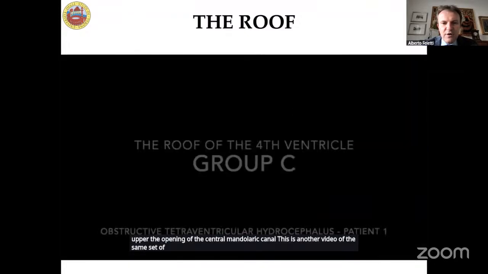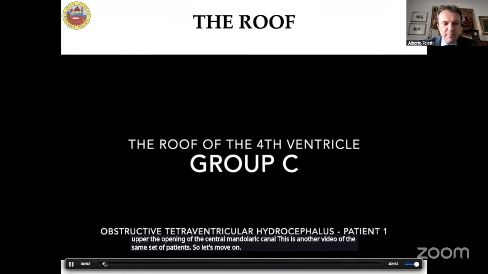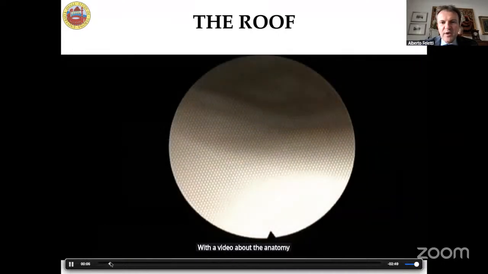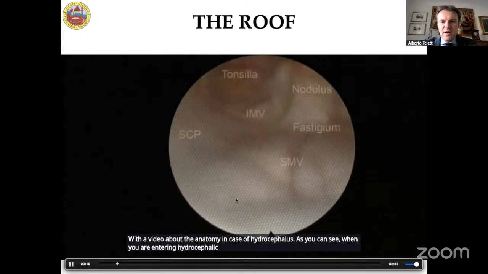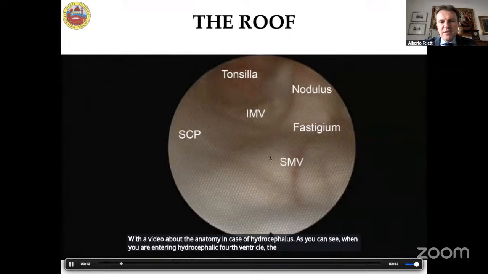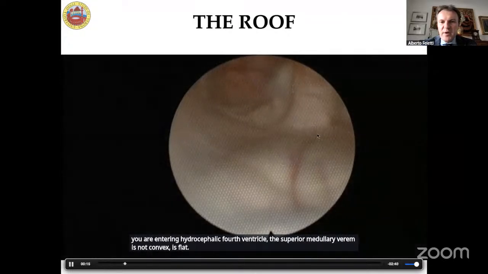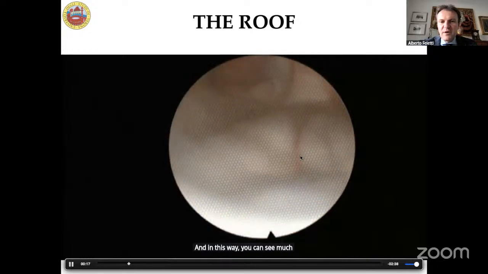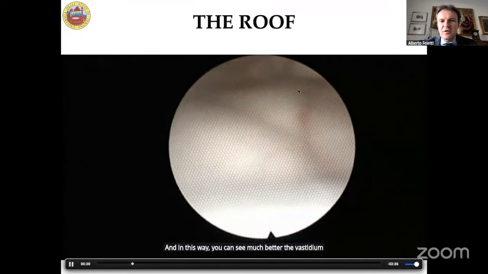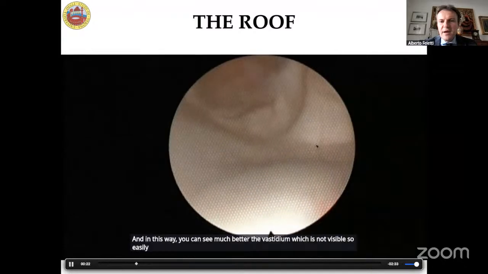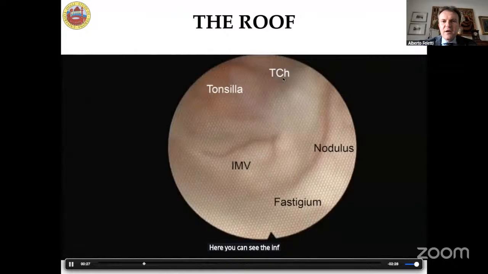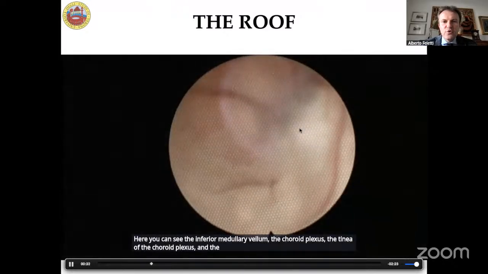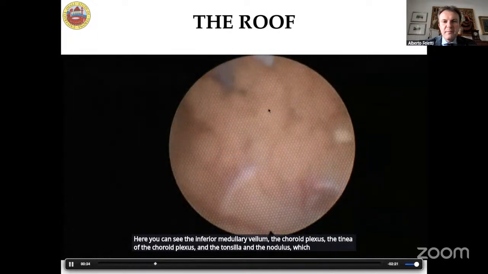So let's move on with a video about the anatomy in case of hydrocephalus. As you can see, when you are entering a hydrocephalic fourth ventricle, the superior medullary velum is not convex, it is flat. And in this way, you can see much better the fastigium, which is not visible so easily in the normal anatomy. Here you can see the inferior medullary velum, the choroid plexus, the tinea of the choroid plexus, and the tonsilla and the nodulus, which are not covered completely by the choroid plexus.